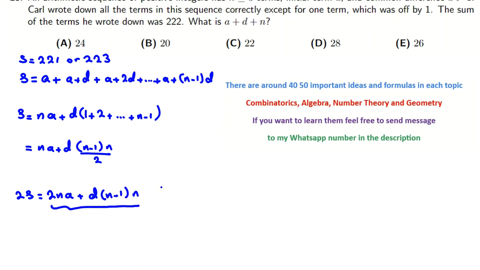The right hand side is a multiple of n, so the left hand side is also a multiple of n. So n divides 2S. Okay, the first important thing.